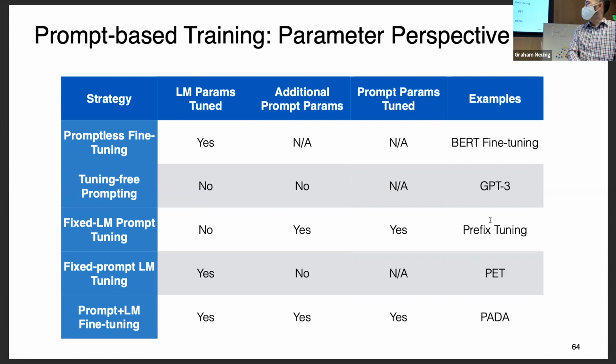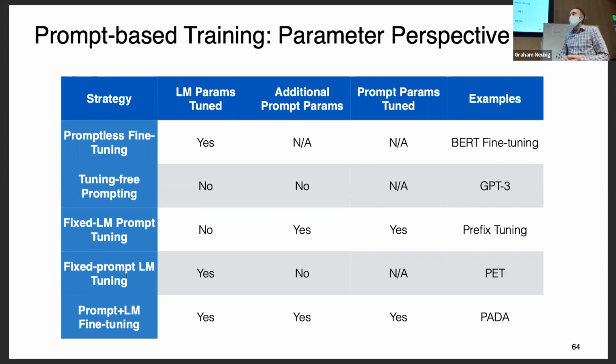And in prefix tuning, we have individual parameters for each of the prompts. We tune the parameters of the prompt, but we keep the parameters of the language model fixed. And then we have fixed-prompt LM tuning. This is basically where we use a standard textual prompt, so we have a prompt that is expressed in text, like "Pittsburgh is located in this", but then we fine-tune the language model to do well at this task.